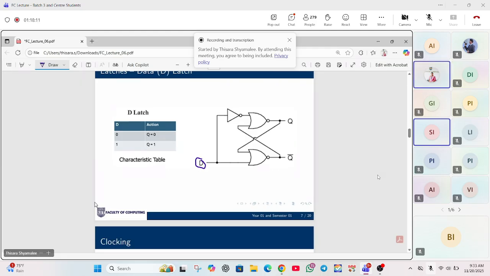Okay, so when moving to the characteristic table of the D latch, this latch follows the input D. So if D is 0, then the output Q is 0. Then when D becomes 1, the output is 1.